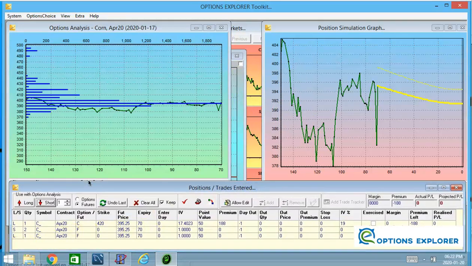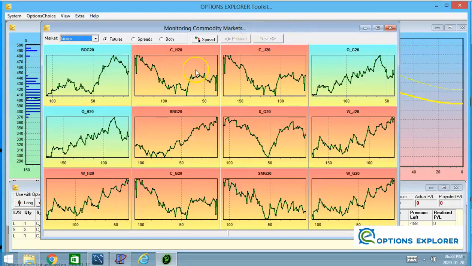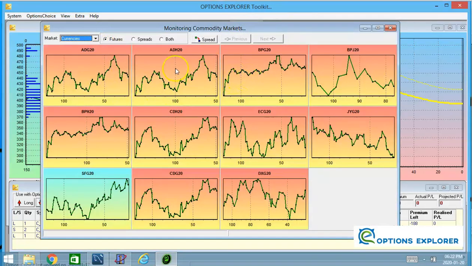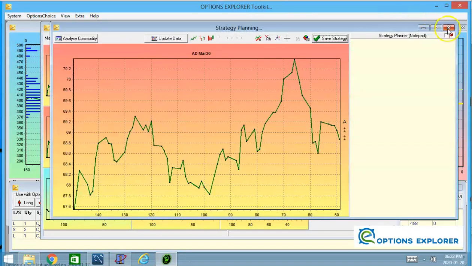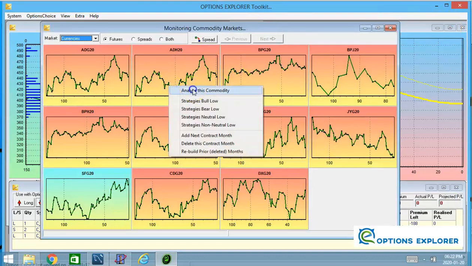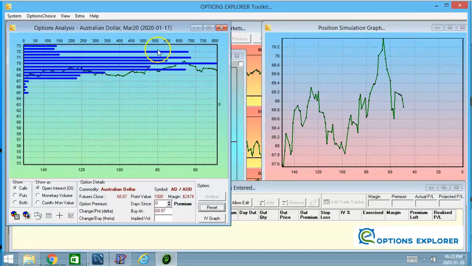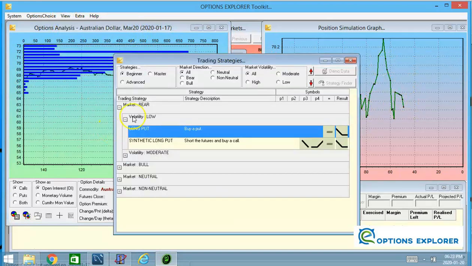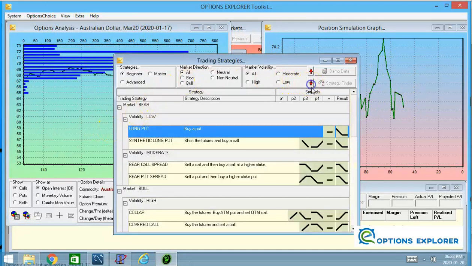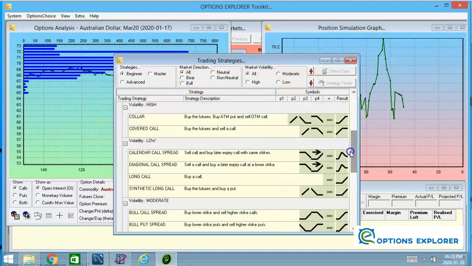Okay, why is this synthetic thing so important? Let me show you an example. Let me go back to my currencies and let's go to Australian dollar. That's Australian dollar, and analyze that market. Okay, so the Australian dollar looked like it's going down. So let's search for a strategy that will give us a nice unlimited profit if it goes down.